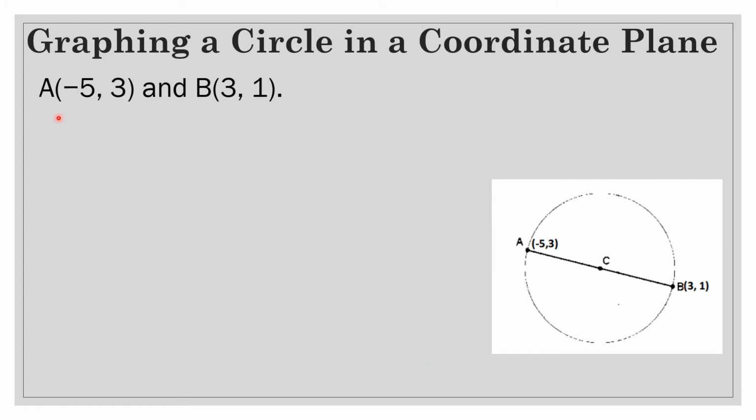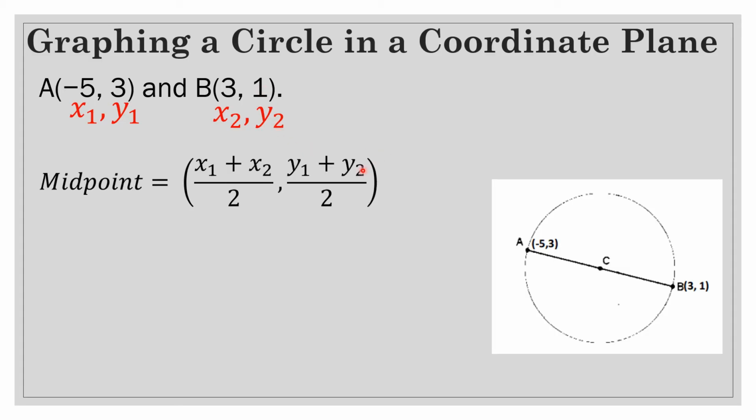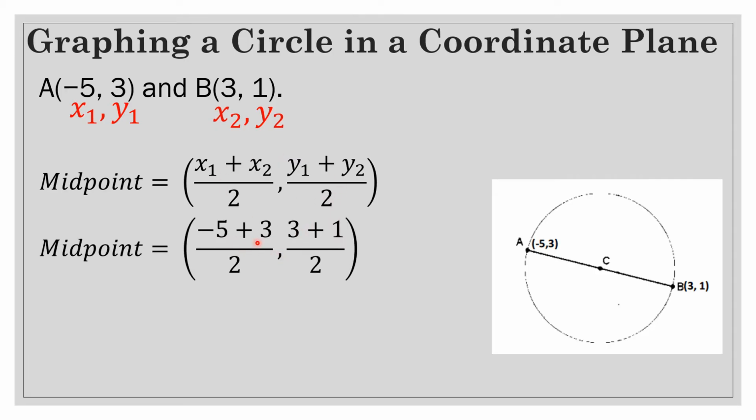So, from the given, ang point A natin is (-5, 3) at ang point B natin na (3, 1), we will let -5 as x sub 1, 3 as y sub 1, and sa point B naman, 3 is x sub 2, and 1 is y sub 2. Substituting from the midpoint formula, we have (-5 + 3) over 2, tsaka (3 + 1) over 2.